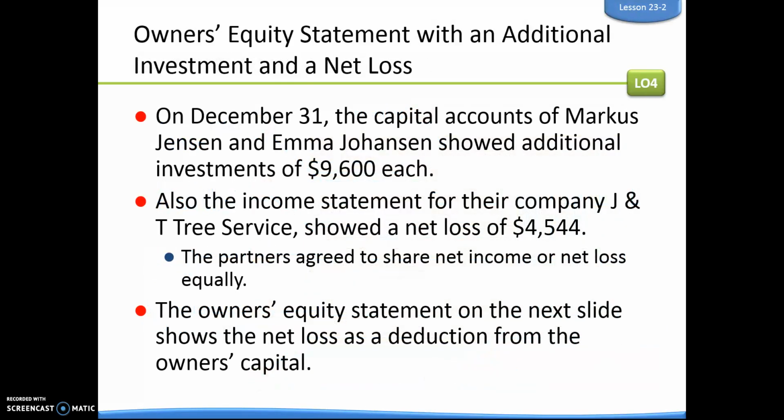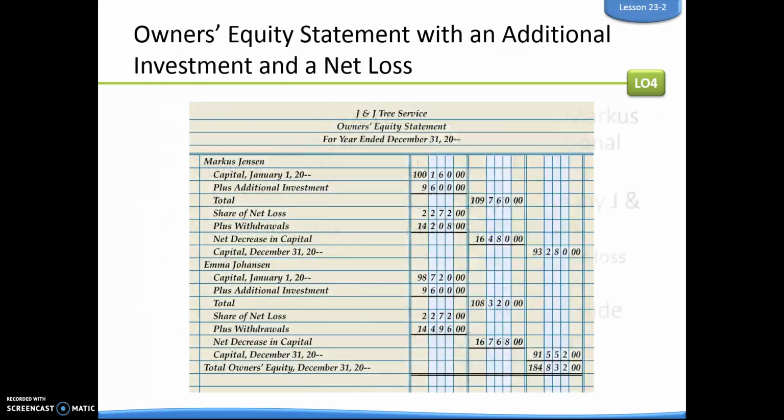And then, of course, there can be situations where we have additional investments and a net loss. When this happens, for example, we have Marcus Jensen and Emma Johnson. It shows that they made additional investments of $9,600 each, and they also had an income statement that showed a net loss of $4,544, and they split that equally. So we're going to look at their equity statement on the next slide.